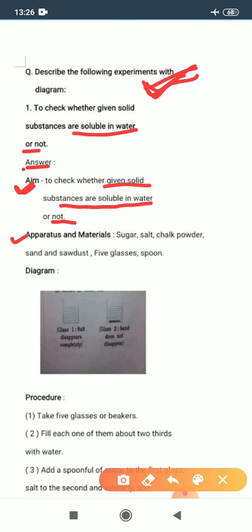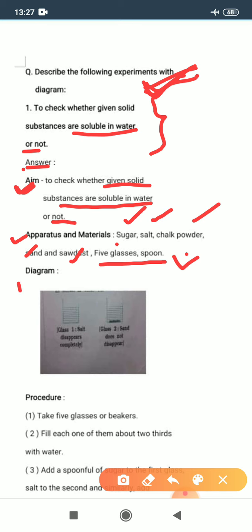Next step is apparatus and material. For proving this experiment, what type of things and what type of materials you need to collect. Number 1, sugar, salt, chalk powder, sand and sawdust. So there are total 6 apparatus, and in material 5 glasses, or you can write it as 5 beakers and spoon for stirring the water.